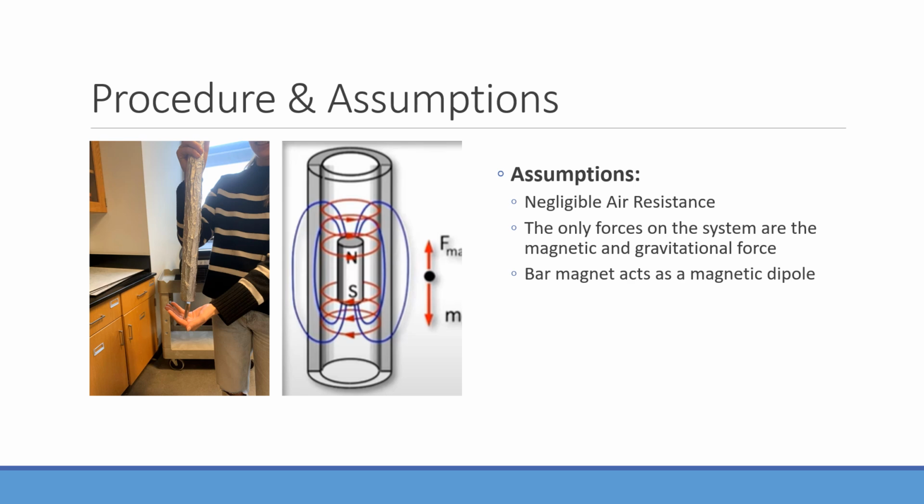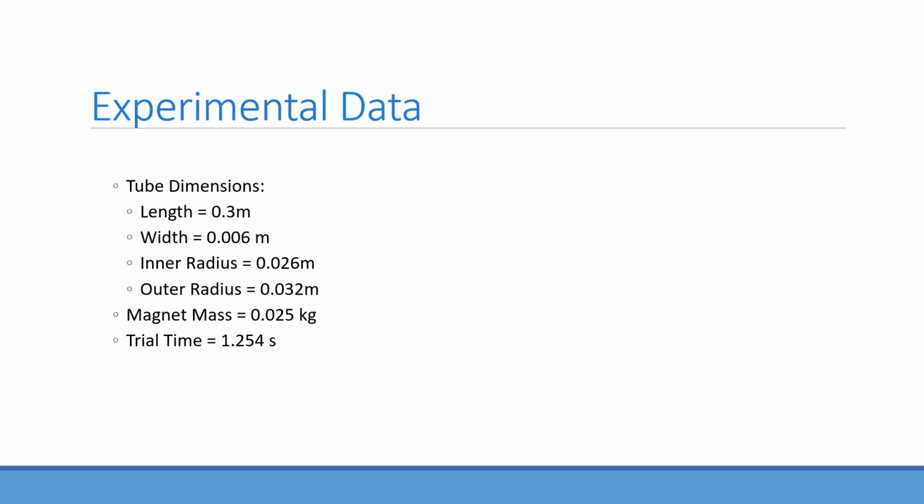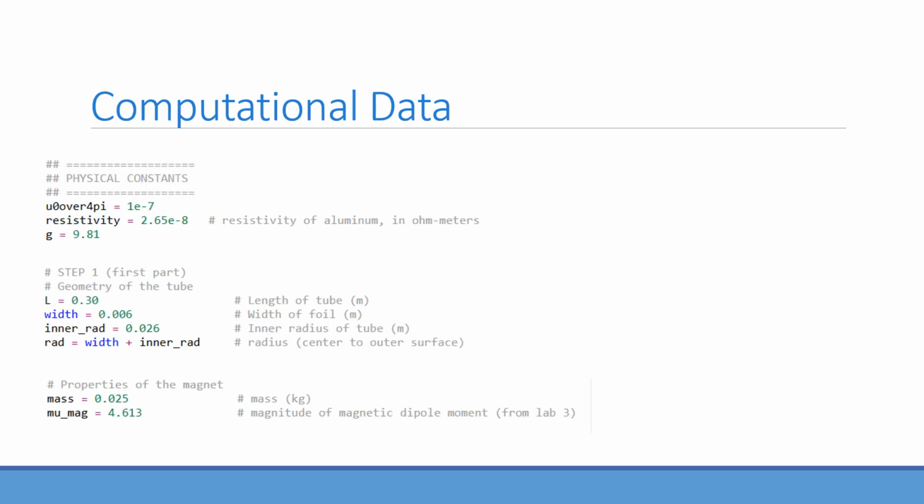The system would be considered the aluminum foil and the magnet. The surroundings would be everything else. So our experimental data that we measured were the dimensions of the tube, as well as the magnet mass and the trial time. So again, the measurement here was that it took 1.254 seconds for the magnet to fall through the aluminum foil.